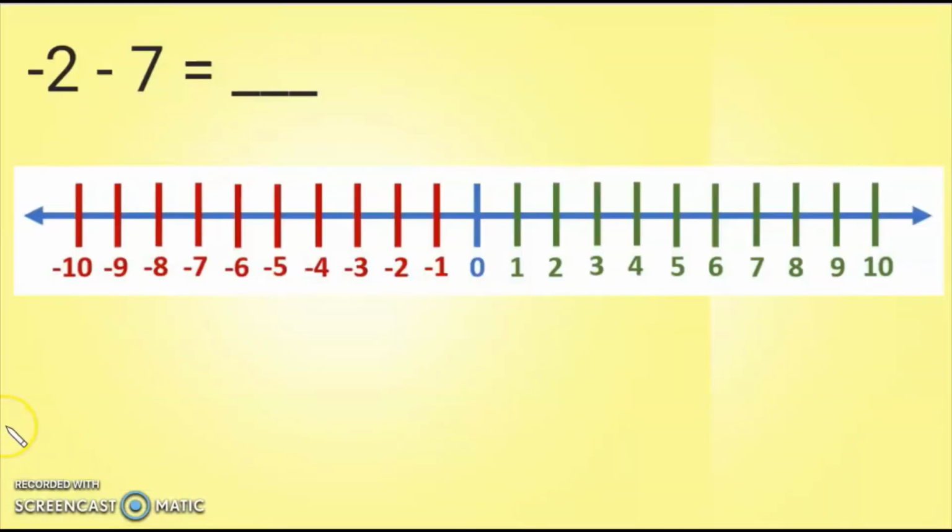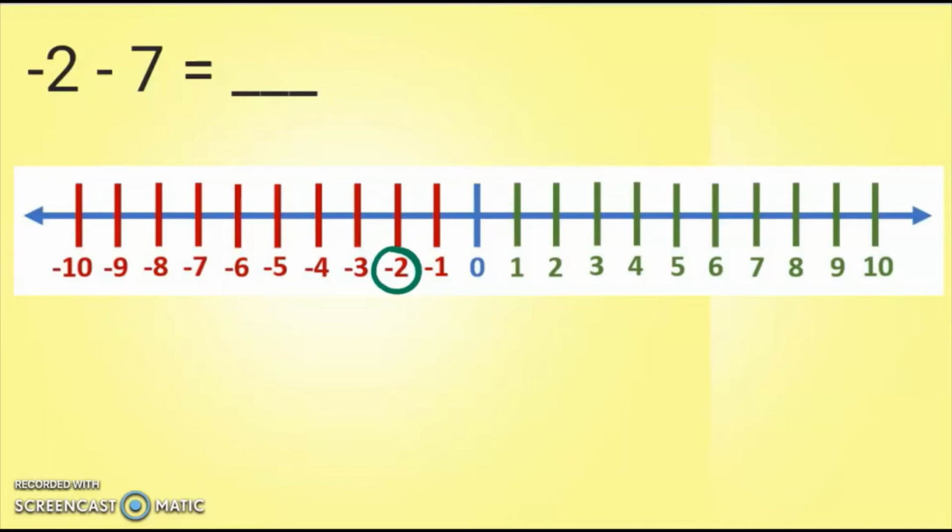For our first example on subtraction of integers, let us take negative 2 minus 7. Let's locate negative 2 and then it says minus 7. When we add 7, we will take steps to the right? But it says minus 7. So instead of going to the right, we will get to the left.